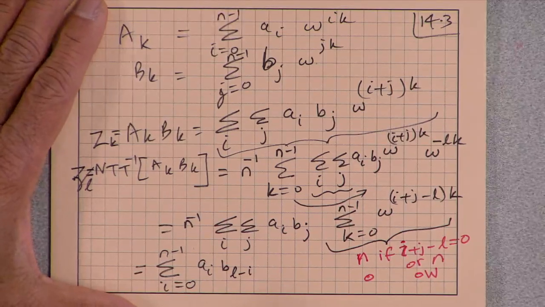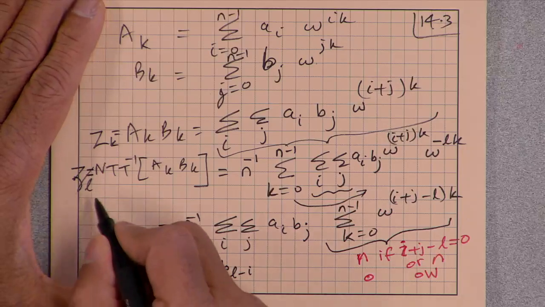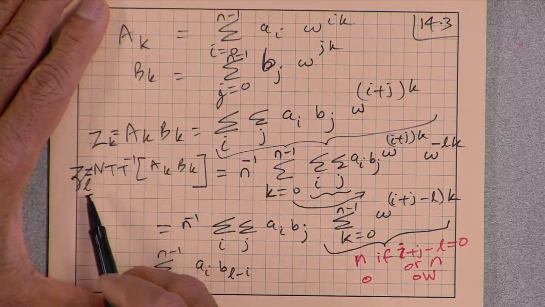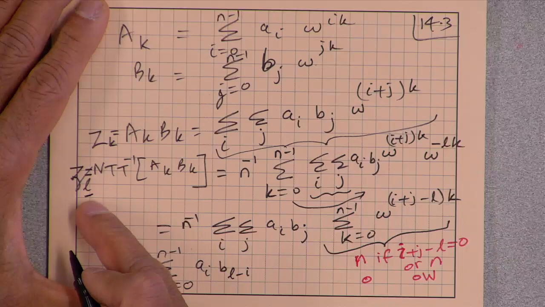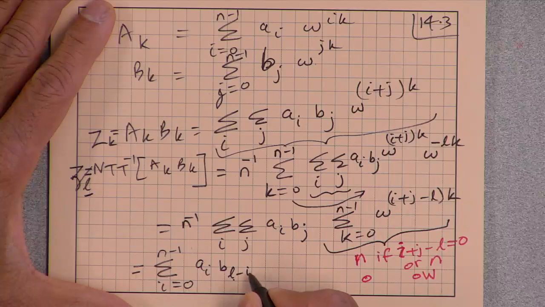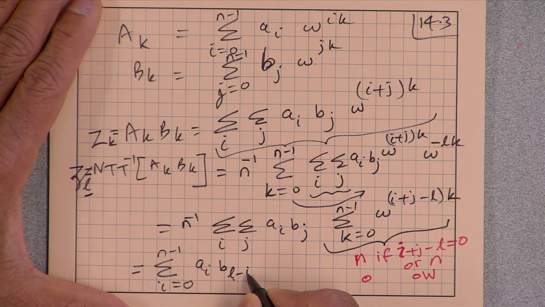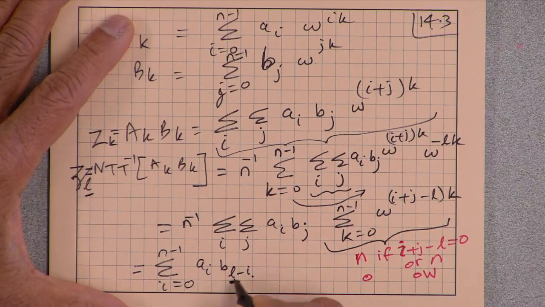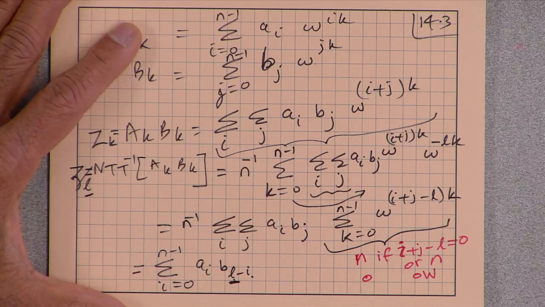But you will see that for a given L, let's say n was 20, and for a given L, let's say L is 8. If I'm computing the 8th coefficient, then this is 8 minus I. 8 minus I will become negative if I is greater than 8. So if I is 9, the index of B has to be minus 1, which doesn't make sense.